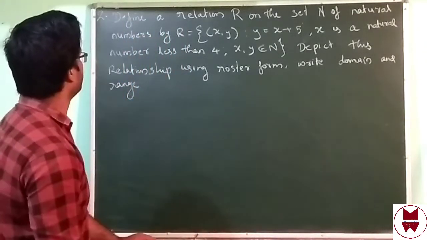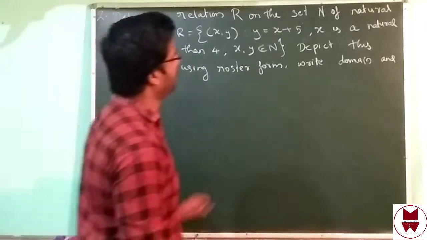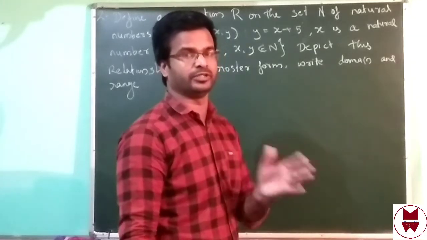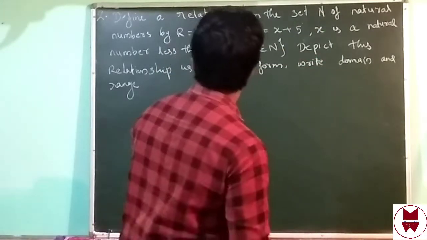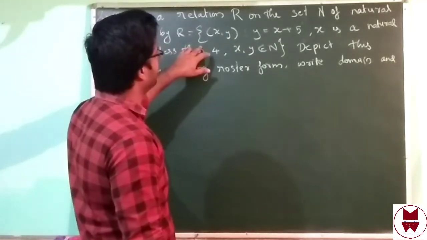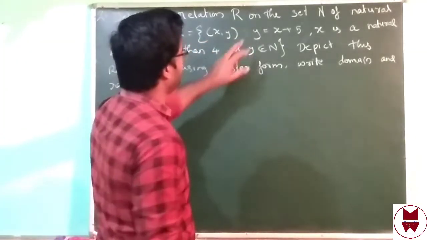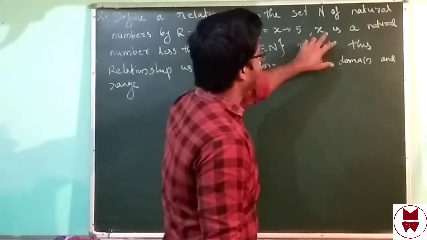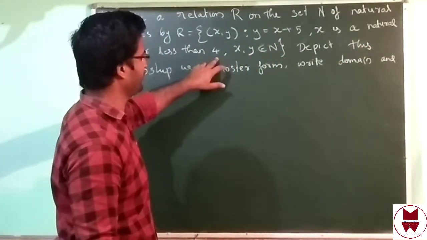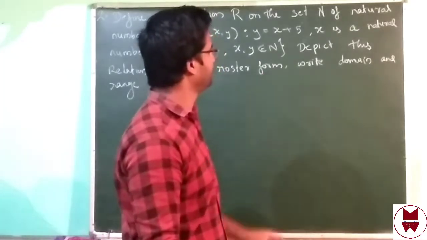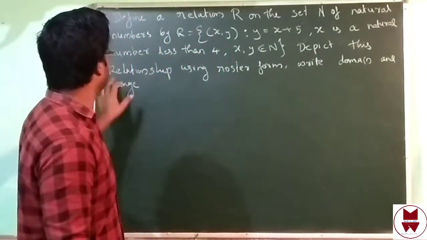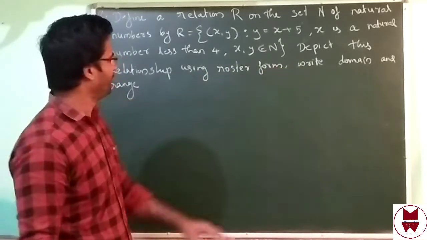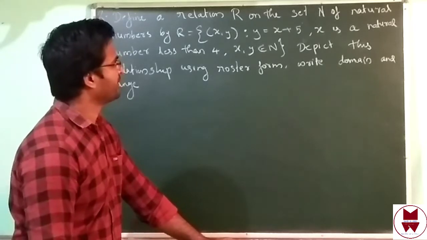Next question, question number 2. Define a relation R on the set N. N means natural numbers, that is all the counting numbers 1, 2, 3, 4. By R, one relation is given: the set of ordered pairs (x, y) such that y equal to x plus 5, x is a natural number less than 4, x, y belongs to N. Depict this relationship using roster form. Write domain and range.